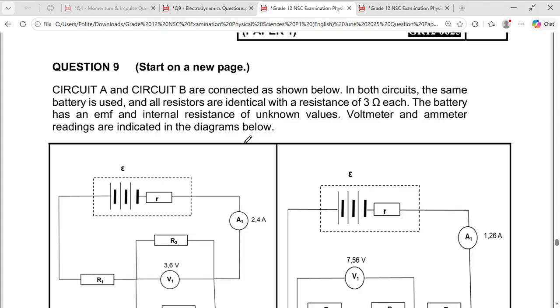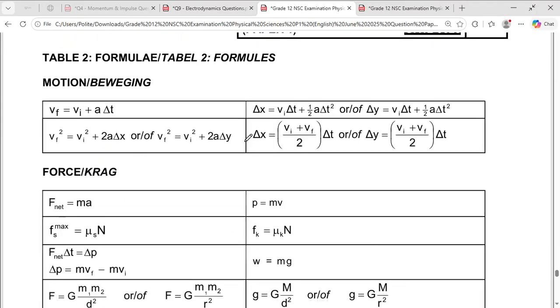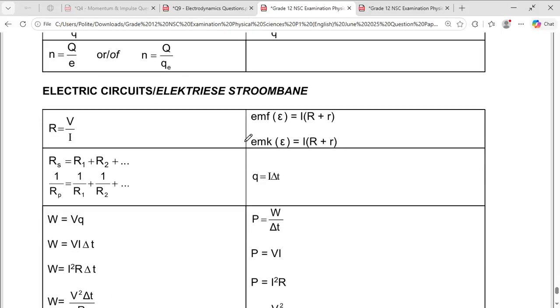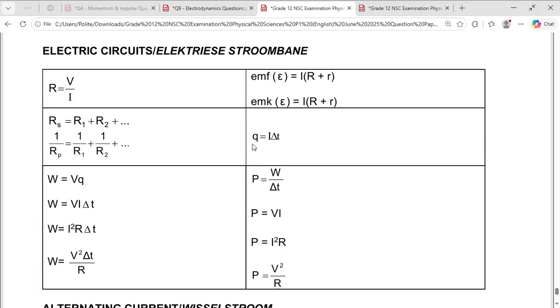Let me quickly go to the formula sheet of this question paper, and then go where it talks about electric circuits. I'll indicate all the formulas that have P. This is a formula for P. This is a formula for P. This is a formula for P. This is a formula for P. Now you don't know which formula you need to use yet, so let me help you choose the formula.